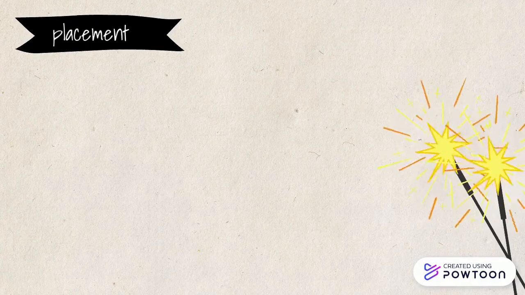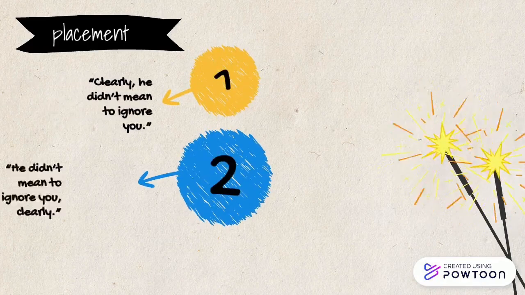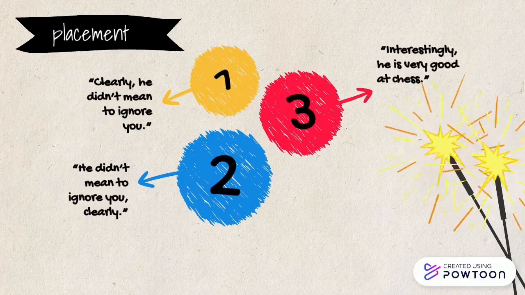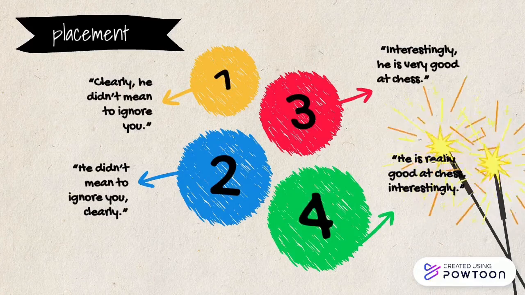Evaluative adverbs are usually placed at the beginning of the sentence, followed by a comma. But they can also appear at the end of the sentence, preceded by a comma. Let's take a look.